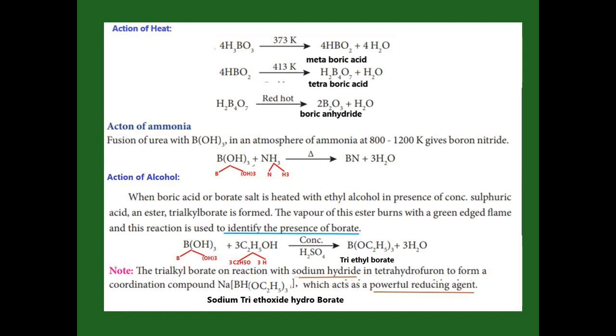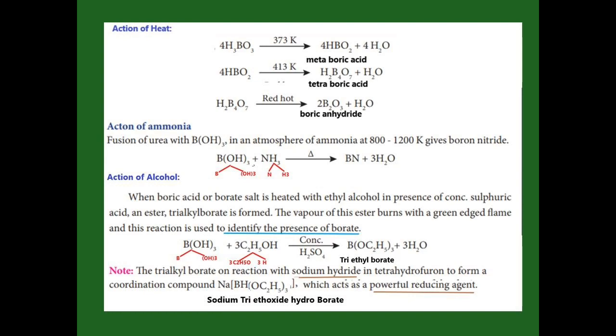Now boric acid reacts with ammonia at a temperature of 800 to 1200 Kelvin. It gives boron nitride. I split the boric acid as B and (OH)3. In the same way for ammonia, nitrogen and then H3. The H3 reacts with (OH)3 and gives 3 moles of water. Then boron and nitrogen react with each other and give BN, that is boron nitride.